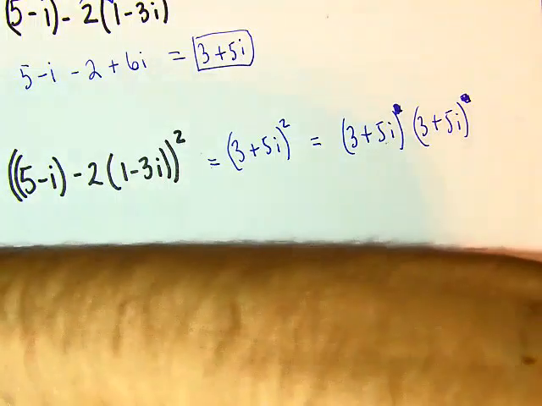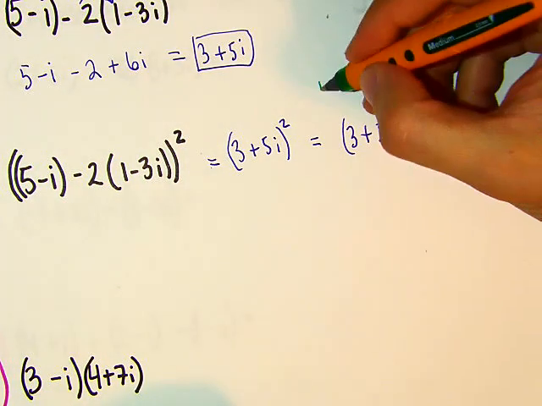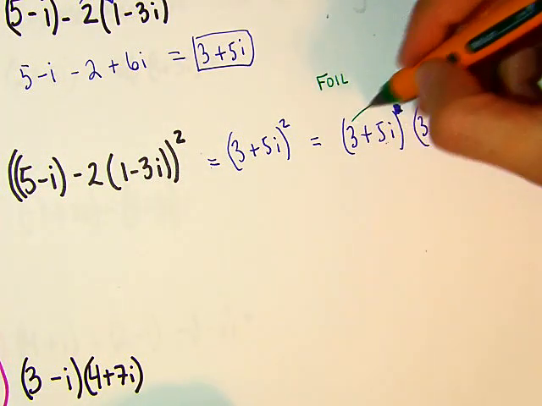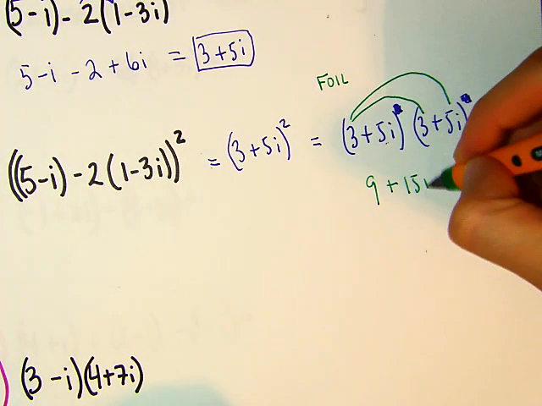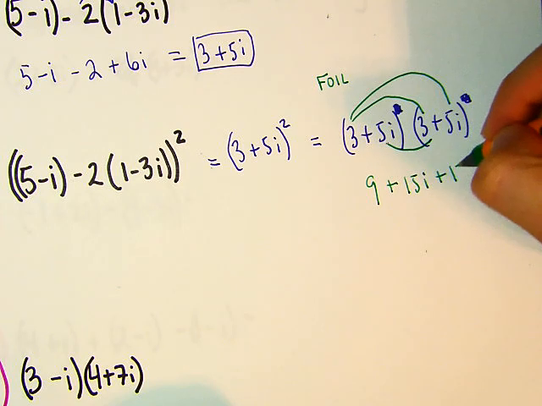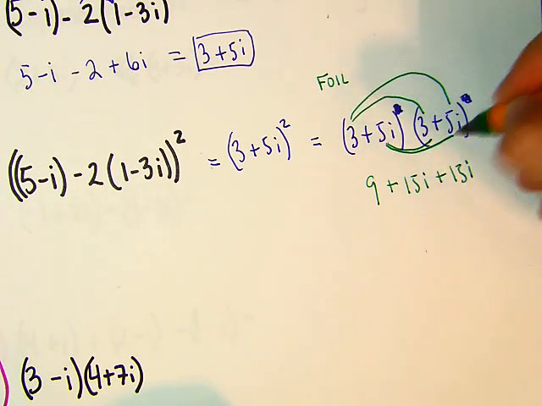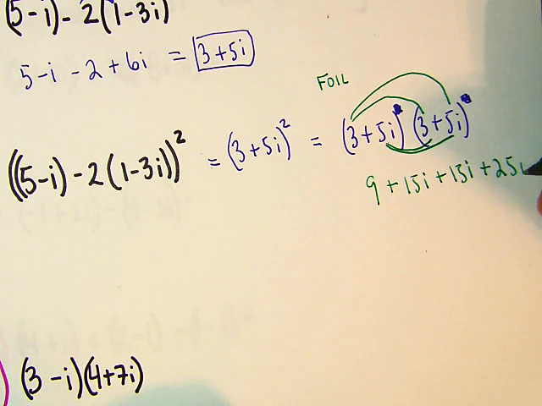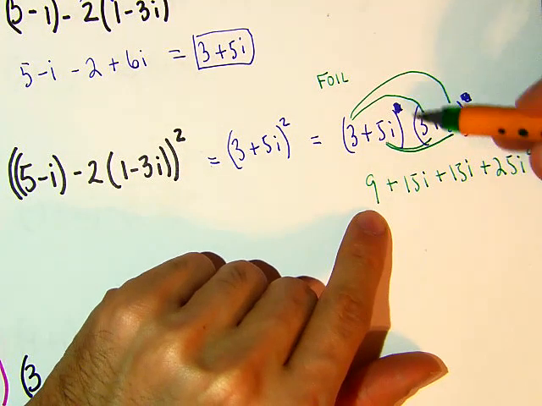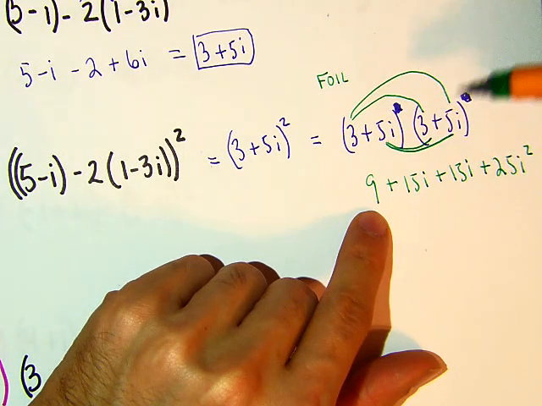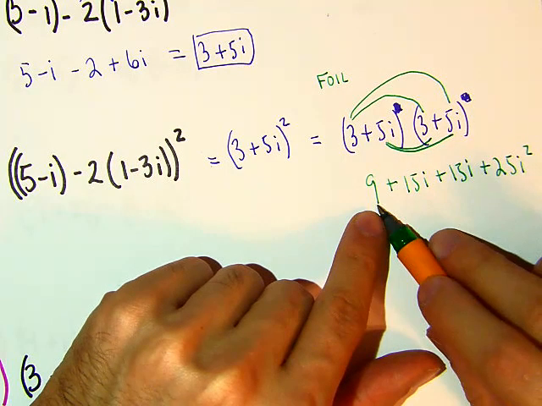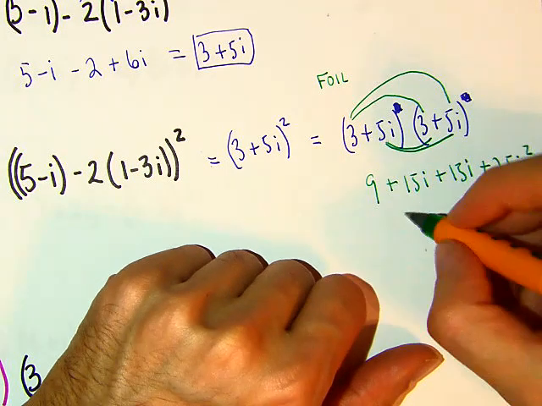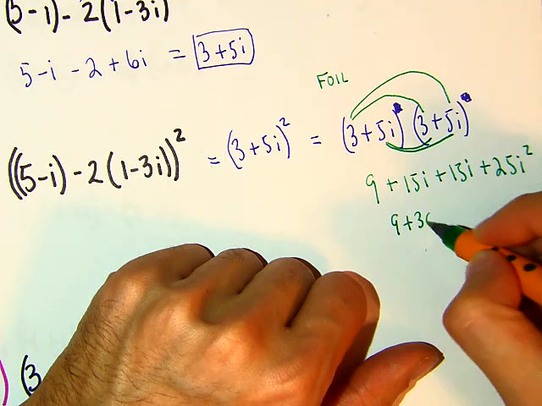So then what happens here? We just FOIL it, right? We just FOIL. So this becomes 3 times 3 is 9. 3 times 5i is plus 15i. 5i times 3 is plus 15i, and 5i times 5i is plus 25i squared. Okay? If this was too fast, rewind it, raise your hand, it's okay. Now here, 9 we can't combine with anything, but 15i and 15i we can combine, so that's 9 plus 30i plus 25i squared.